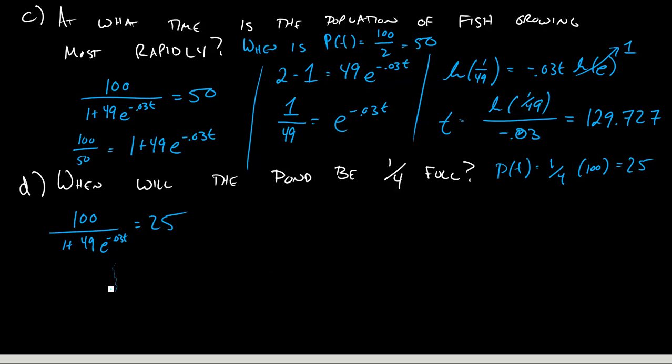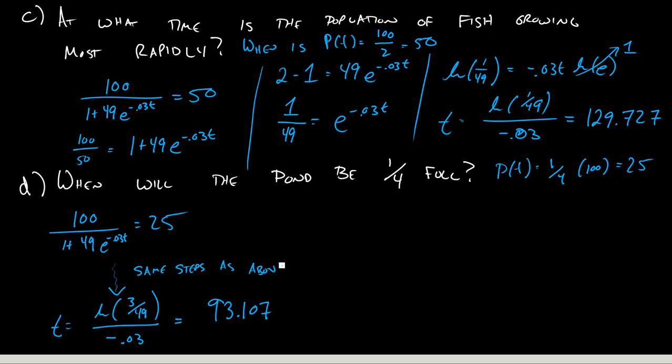We'd go through the same steps we did before, and we'd end up with something very similar. So we'd actually end up with t equal to the ln of 3 divided by 49 divided by negative 0.03, which if you plug that into your calculator, you would get 93.107. And just a reminder, you use the same steps as above to solve it.